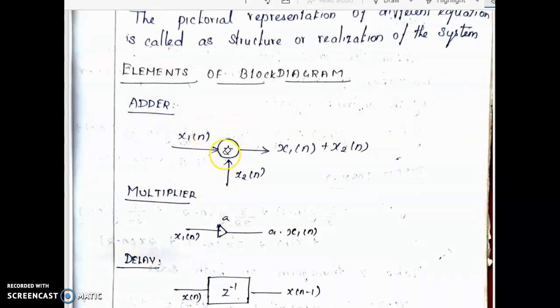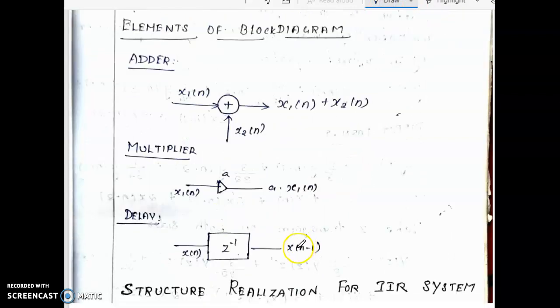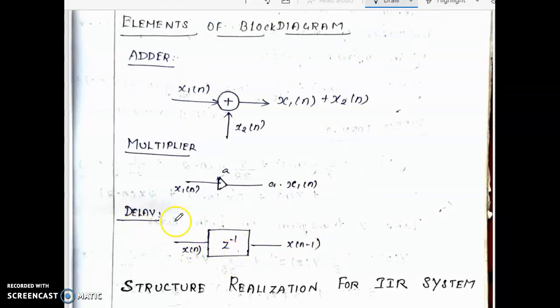An adder sums two functions, x1 of n plus x2 of n, to give the output. A multiplier multiplies a signal with a scalar and gives the output a into x1 of n. A delay element passes the signal x of n through the delay box, so that we get the function x of n minus 1.